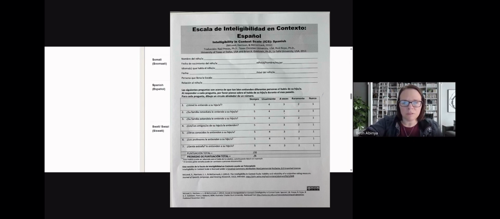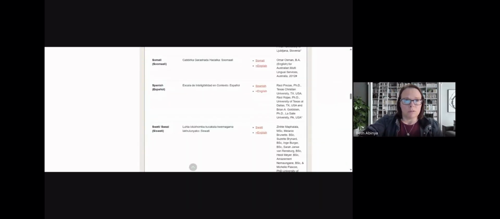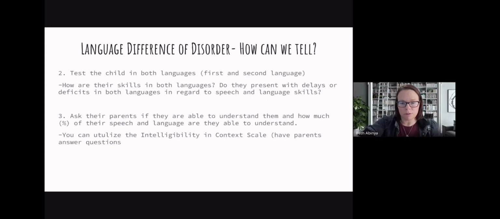How much do immediate family members understand your child? It keeps going down: the child's friends, acquaintances, strangers. Then you can score it up and use that as one of your assessment tools. It's just a nice resource. Again, I got that from a course that I took, and it's at the end of my slides, in the references. Let me pull my slides back up. There we go. So there are lots of resources out there. We just have to know where to access them.